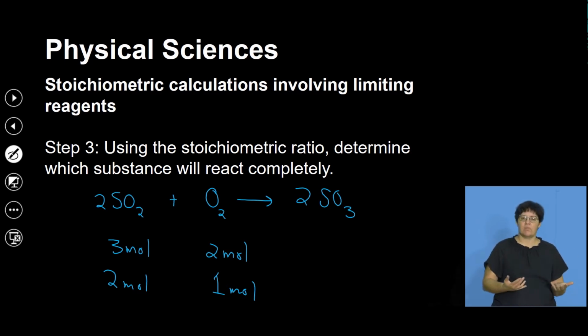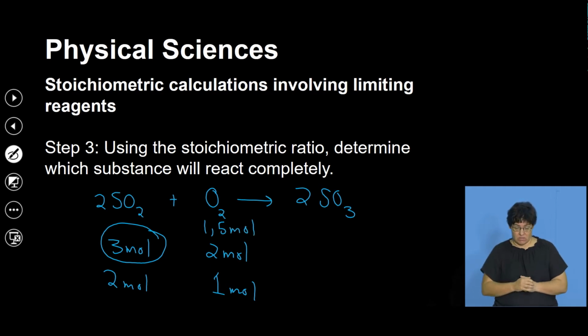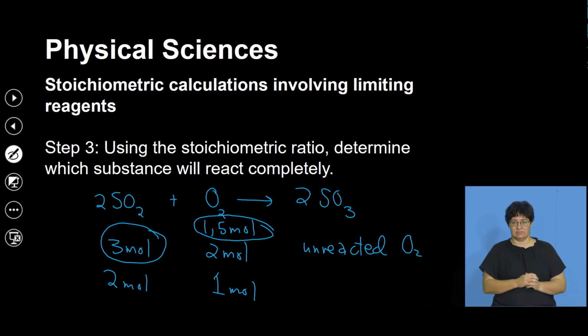So what we're saying here is that if the whole 3 moles of sulfur dioxide react, it will need to react with half that number of moles, which is 1.5 moles. So in other words, the sulfur dioxide is actually our limiting reagent, because the entire 3 moles of sulfur dioxide will react with 1.5. And then the unreacted amount of oxygen, which is in excess, is actually 0.5 moles.